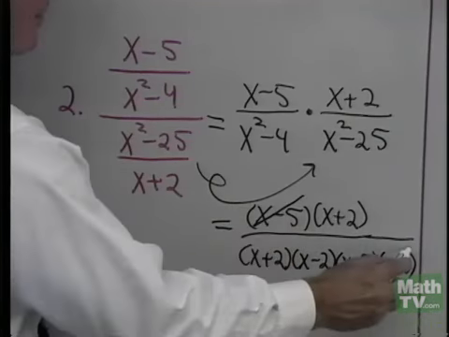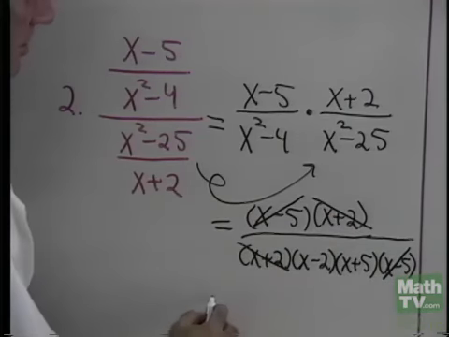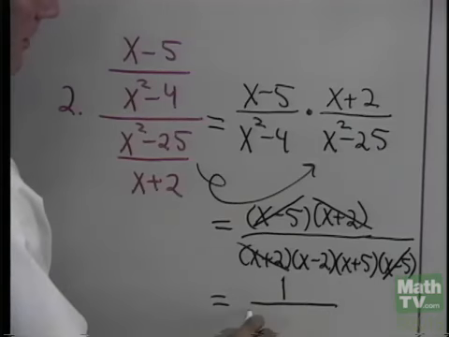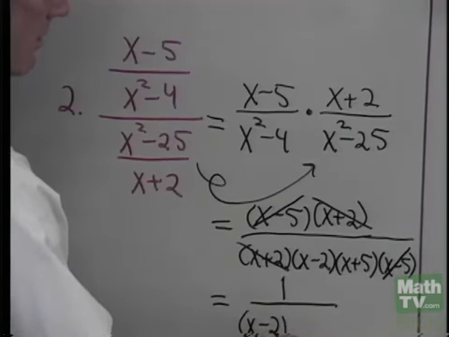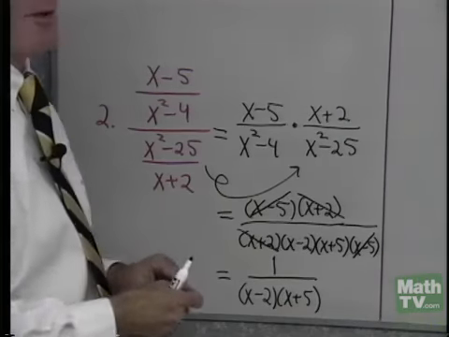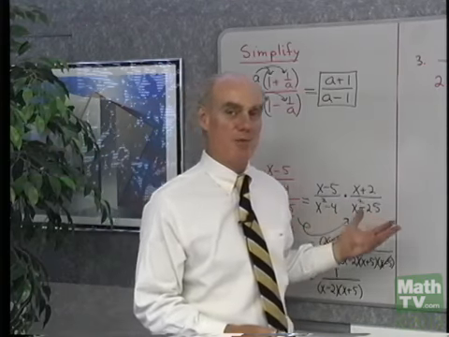X minus 5 divides out with x minus 5. X plus 2 divides out with x plus 2. What's left in the numerator is 1. And in the denominator, x minus 2 times x plus 5. So in this case, it was easier to think of it in terms of division and then multiply by the reciprocal.